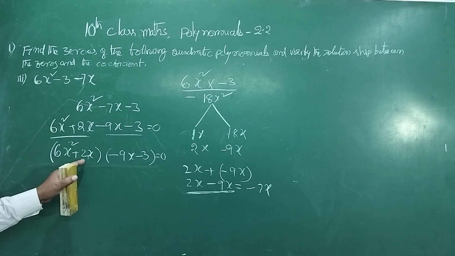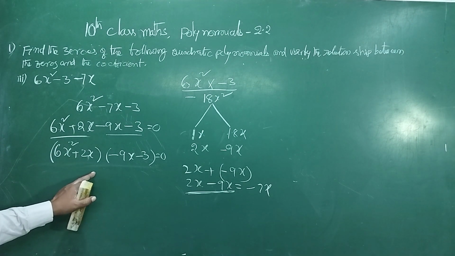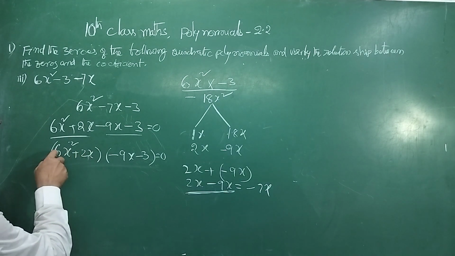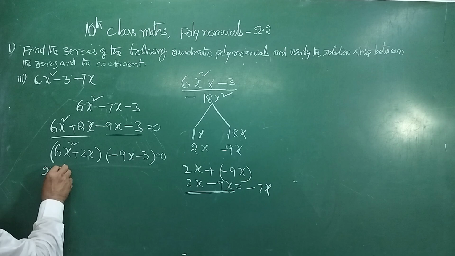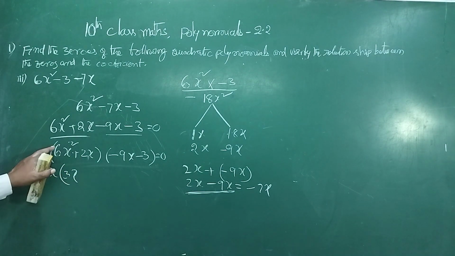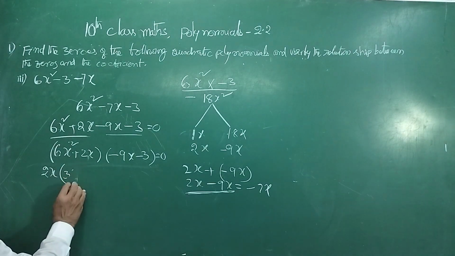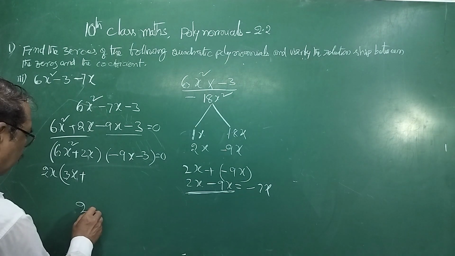Yes, we can take out some common factors here. In the first group, what is common? 2x, let us bring out 2x. What will be left here? 3x. 2 into 3 is 6, x into x is x square, so 3x. We brought out 2x, and 3x is left. Here a plus symbol is there. Next, in the second group, we bring out a common factor. What is it?